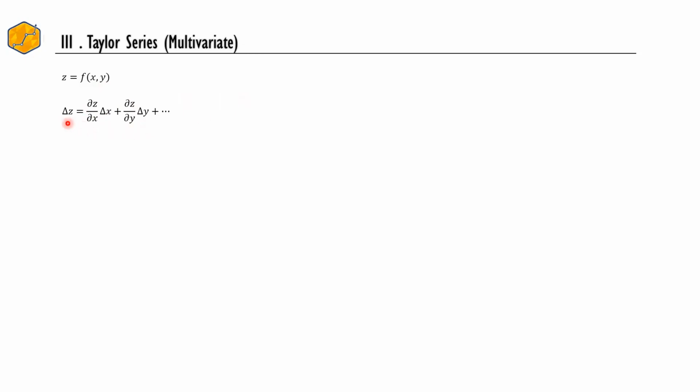So this is how it goes. Change in Z will be slope or sensitivity with respect to X times change in X, plus slope or sensitivity with respect to Y times change in Y. Okay, there are other higher order terms. We are not discussing that, but those become very, very important in stochastic calculus, which is important for derivative pricing.